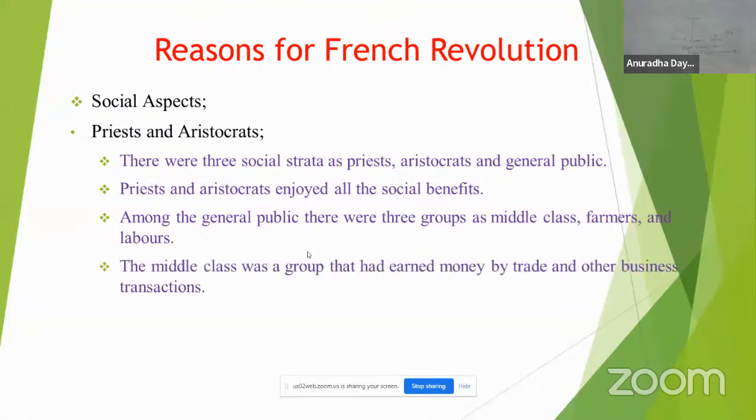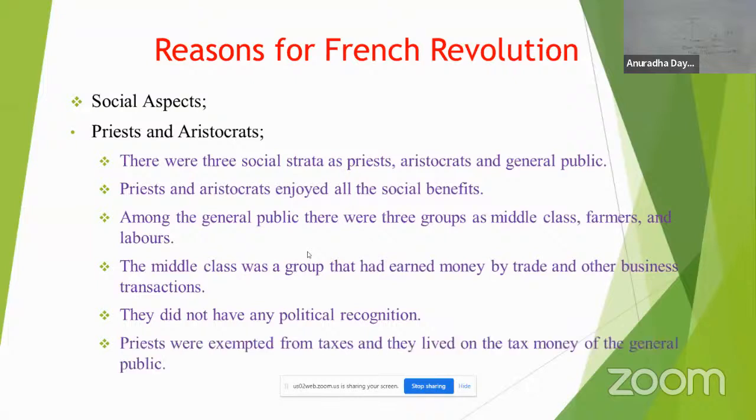The middle class was a group that had earned money by trade and other business transactions. They did not have any political recognition. Though they were a bit rich, they were not taken to the administration. Joining the administration is a political privilege that a person should enjoy. But common people could not come to the ruling system. They were not selected to the ruling system.